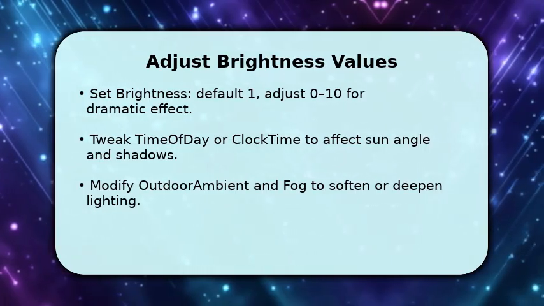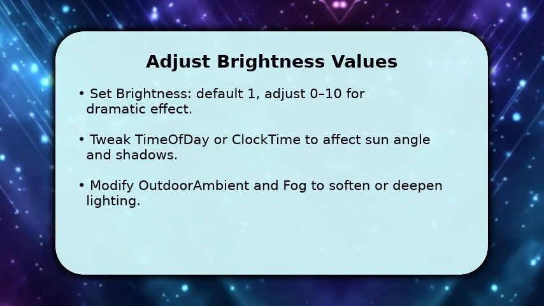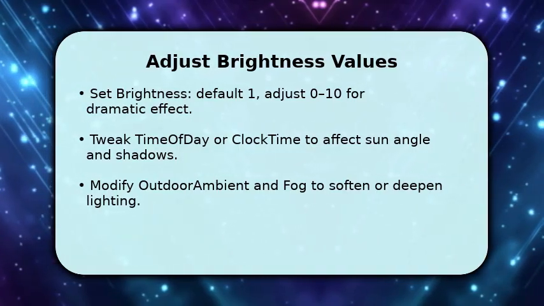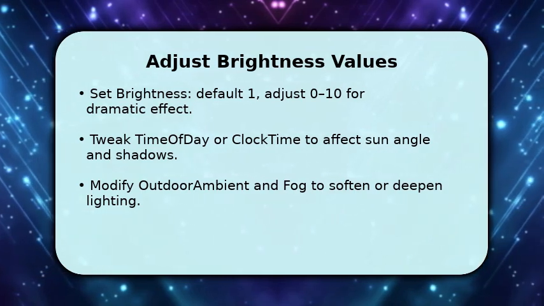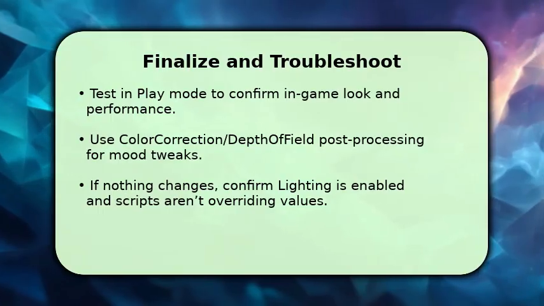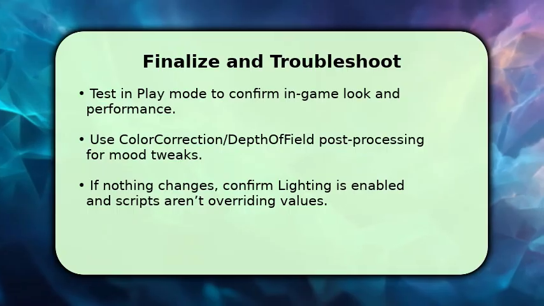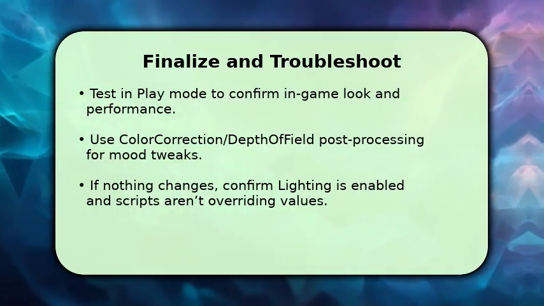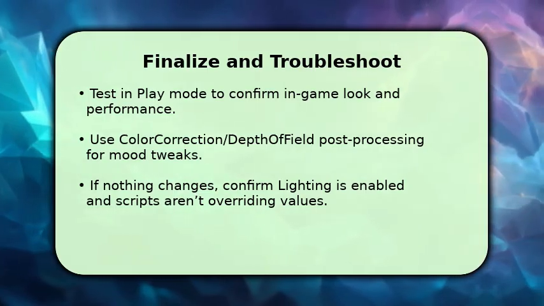As you edit, observe the scene. Small increments matter. So use trial adjustments and undo if a value overwhelms materials or washes out colors. You wrap up by testing in play mode to ensure brightness behaves under runtime conditions and to catch performance impacts. Once satisfied, consider adding color correction or exposure compensation for fine mood control and save a version.